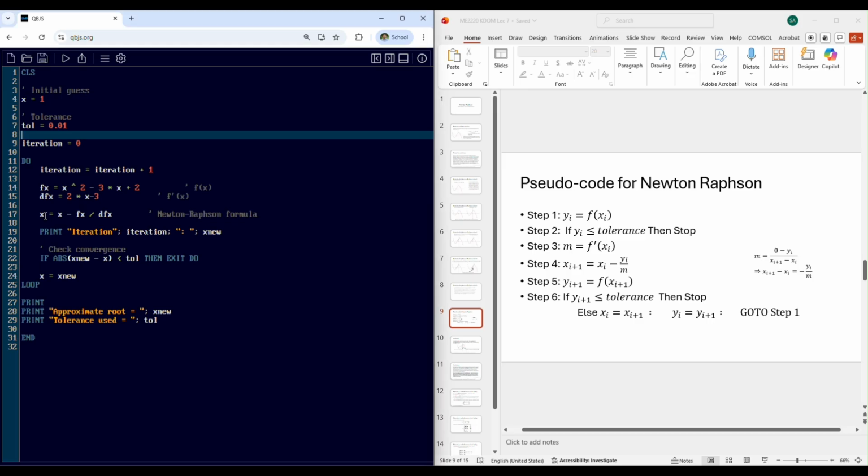I suppose I should have written x new here. And then we have if absolute of x new minus x is less than the tolerance, then I can exit. If it is not, x is equal to x new, and I keep repeating this process all over again. This is going to be looped. And then once we are outside of the loop, which means we have exited the loop, we can print approximate root is so and so, the tolerance used is so and so.